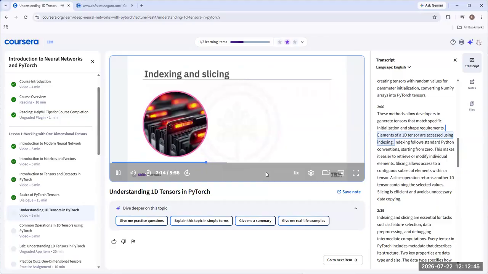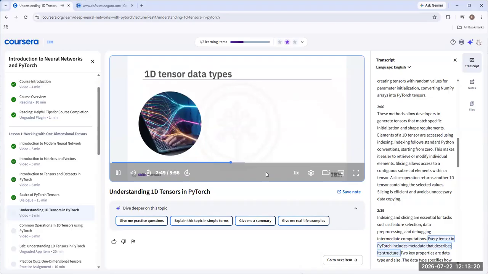Elements of a 1D tensor are accessed using indexing. Indexing follows standard Python conventions, starting from 0. This makes it easier to retrieve or modify individual elements. Slicing allows access to a contiguous subset of elements within a tensor. A slice operation returns another 1D tensor containing the selected values. Slicing is efficient and avoids unnecessary data copying. Indexing and slicing are essential for tasks such as feature selection, data preprocessing, and debugging intermediate computations.